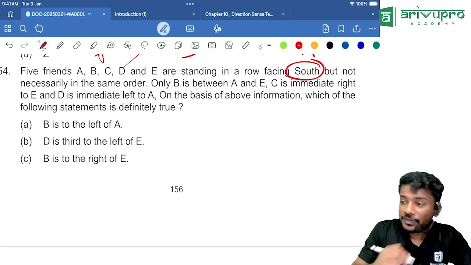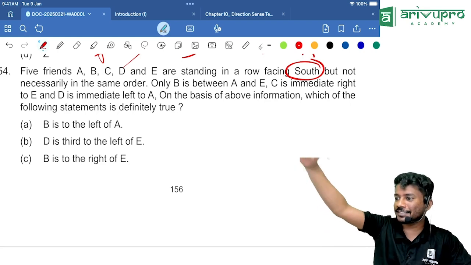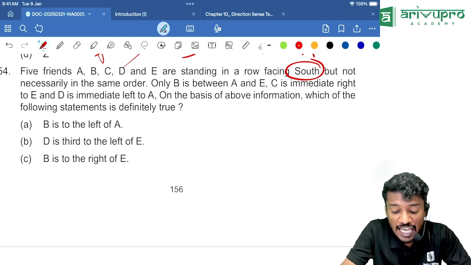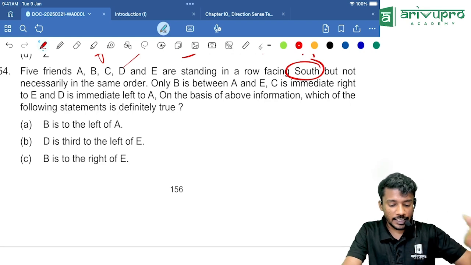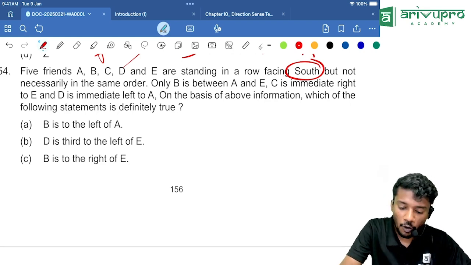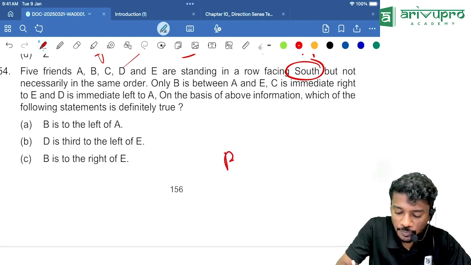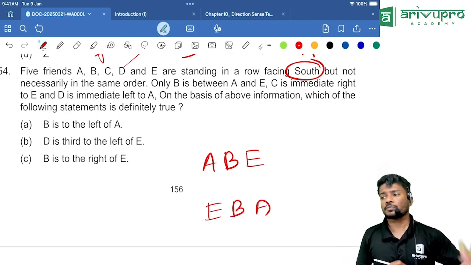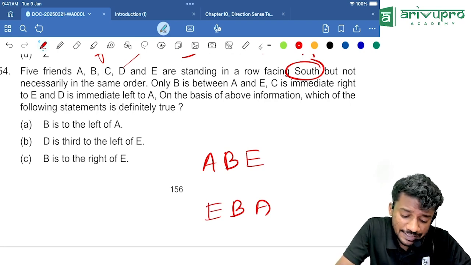Important. In that case, the options will be like that. Either this or this will be the case. 5 friends A, B, C, D and E are standing in a row facing south, but not necessarily in the same order. Only B is between A and E. So I am just drawing one. B is between A and E. Or it will be like this, correct? 2 possibilities.